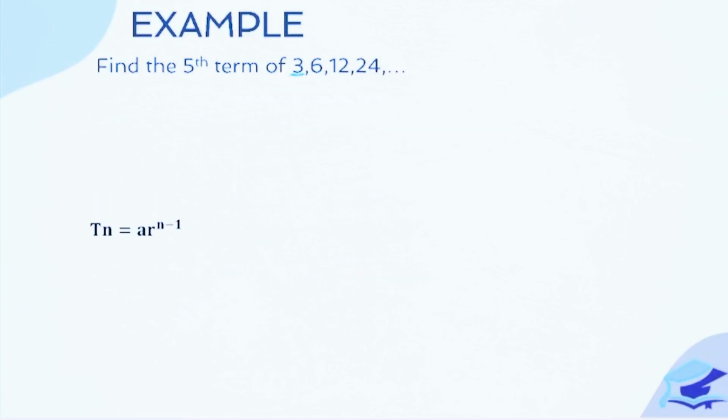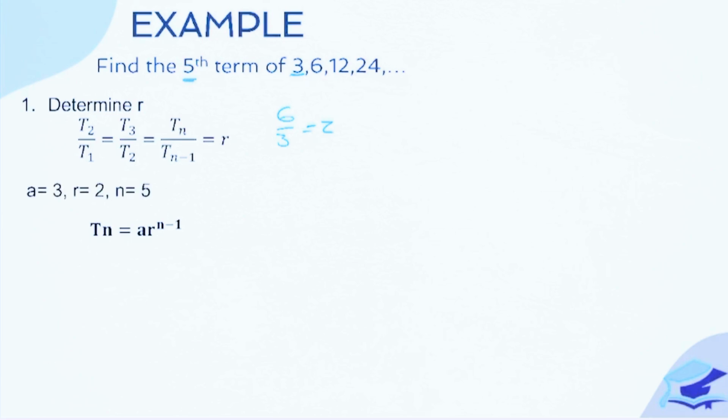An example, find the fifth term of the sequence 3, 6, 12, and 24. We'll be using the general formula for a quadratic sequence. We need to determine r, which is 6 divided by 3, which equals 2. a is our first term, which is 3, and n is 5. We plug these values into our formula, giving us an answer of 48.